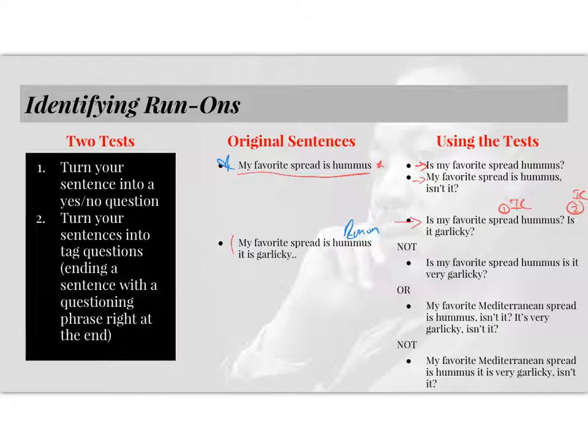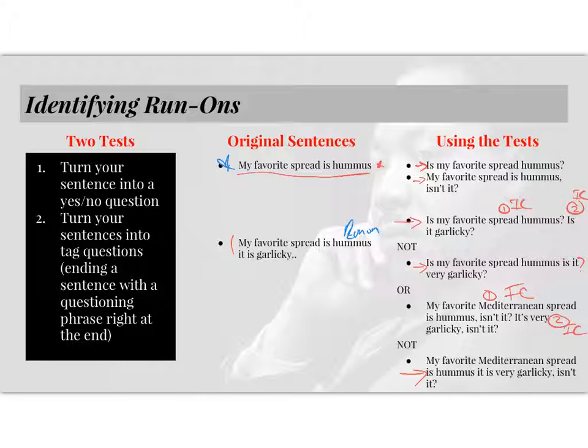If I tried to put them both into the same question, is my favorite spread hummus, is it very garlicky? That doesn't make sense. It gets a little confusing. So there's my big clue that I've got a run-on. If you do it with a tag question, my favorite Mediterranean spread is hummus, isn't it? It's very, very garlicky, isn't it? Again, I've got one idea, two ideas. If I have two ideas, I know I have two independent clauses.